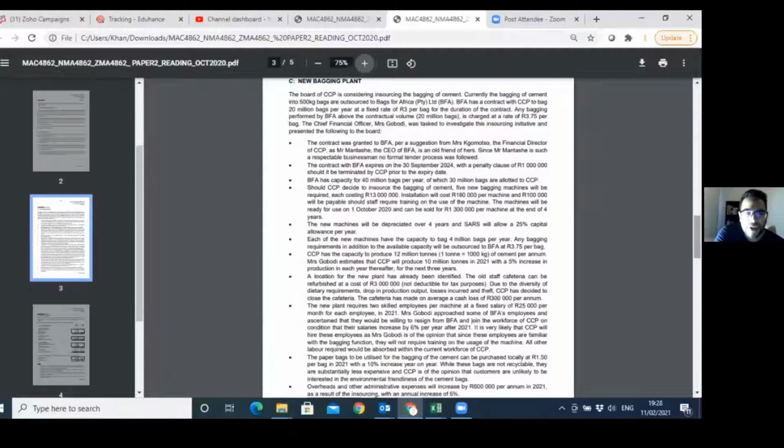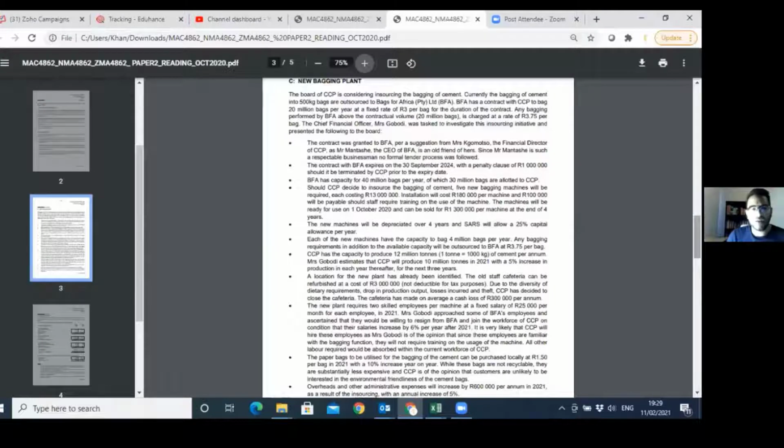They say bullet point number 3, Bags for Africa has capacity for 40 million bags per year, of which 30 million bags are allocated to CCP. Should CCP decide to insource the bagging of cement, 5 new bagging machines will be required, each costing 13 million Rand. Installation will cost 180,000 Rand per machine, and 100,000 Rand will be payable should staff require training on the use of the machine. The machines will be ready for use on 1 October 2020. So that is most likely the reference point, and can be sold for 1.3 million per machine at the end of 4 years. So let's stop there.